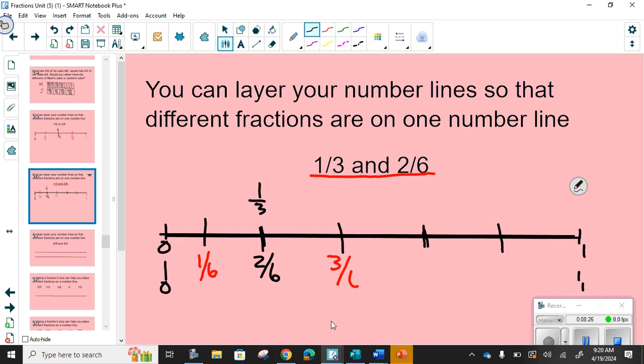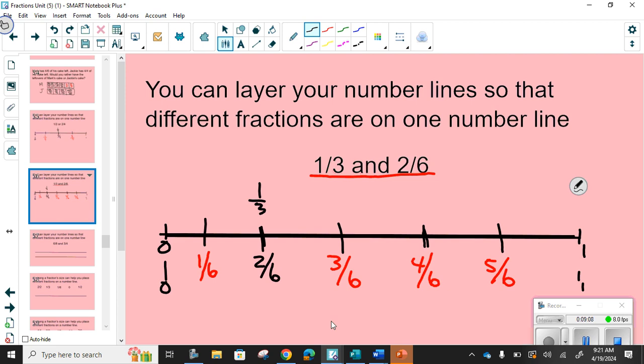And then we have some places where they overlap. What's one place where my thirds and 6ths overlap? When I layered my number line, where did they overlap? Where's your third number line that I asked for? Zach? It's at the 1/3. Yeah, at the 1/3 and 2/6. Those are at the same spot, so they overlap.